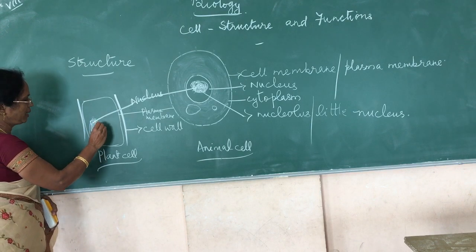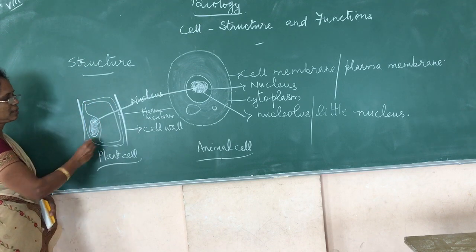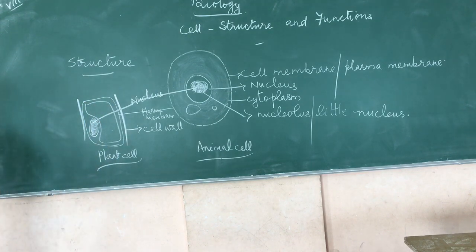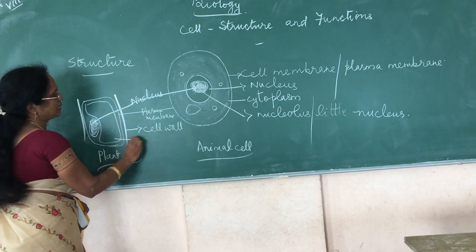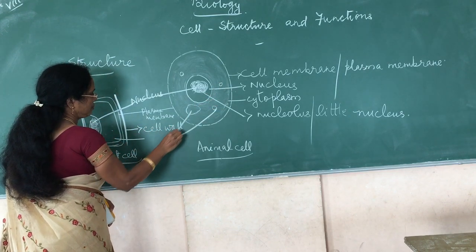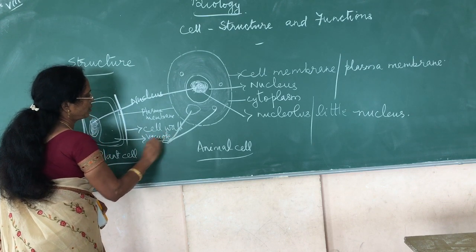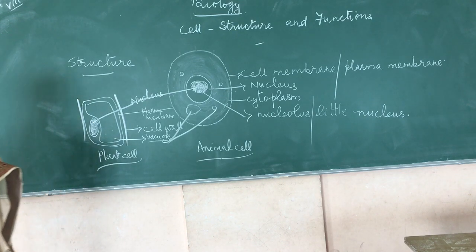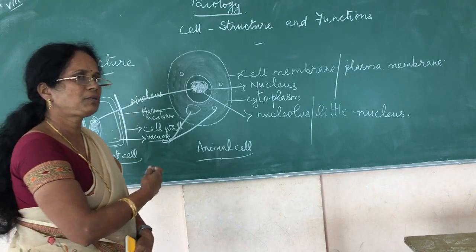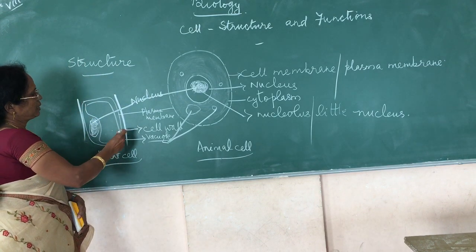Here the vacuole will be big, large. See, a single large vacuole is present in plant cells. Here, many small vacuoles are present in animal cells. They store the food substances. After digestion, unwanted material is also stored and removed from the vacuole. Now you see the different cell wall is present.